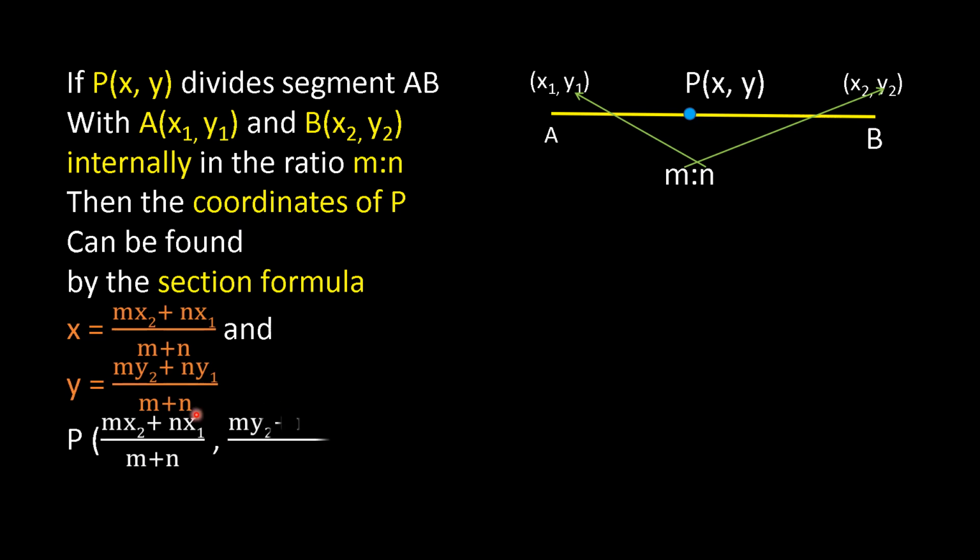Therefore, the coordinates of point P will be its x-coordinate (mx2 + nx1) upon (m + n) and its y-coordinate (my2 + ny1) upon (m + n). This is how we can find the coordinates of this point P with the help of the coordinates of the endpoints of the segment, A and B.